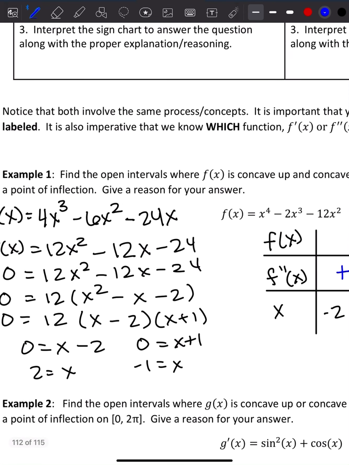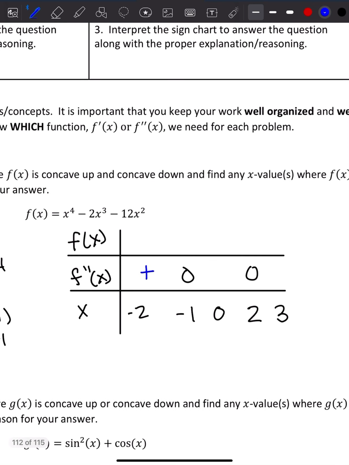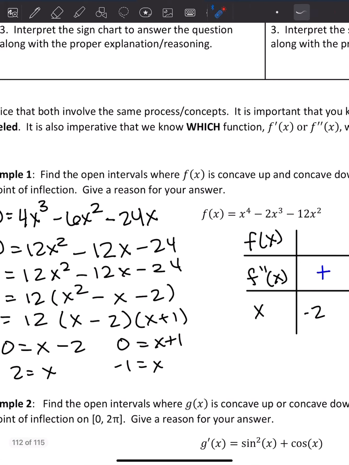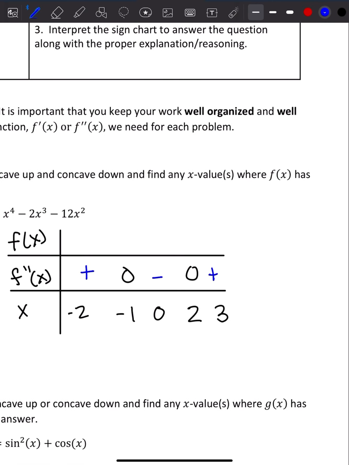If I plug in 0, I don't want to use the factor form. I want to use the standard form, because when I do and plug in 0, I get the y-intercept of -24. So it's going to be negative. And last, 3. So 3 minus 2 is a positive number. 3 plus 1 is a positive number. Positive times a positive gives us a positive.